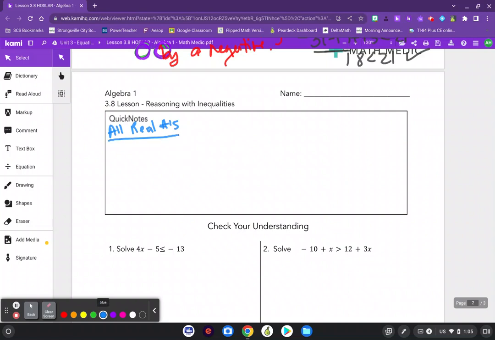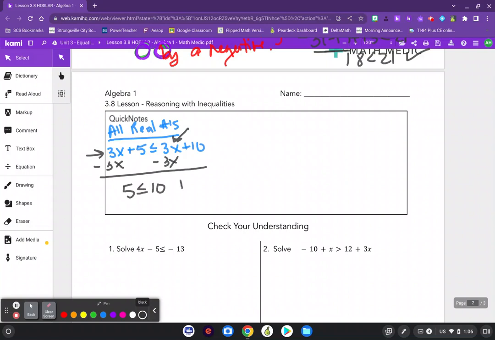And so an example of that would be if I have like 3x plus 5 is less than or equal to 3x plus 10, right? And we said that my variable on each side is exactly the same. If I get rid of that variable, in this case, I'm subtracting 3x to do that. I have 5 is less than or equal to 10. That's always true. And so there's no x left to isolate. I have this true statement. And so my answer would be all real numbers. You guys had talked in the past about that being infinite solutions.